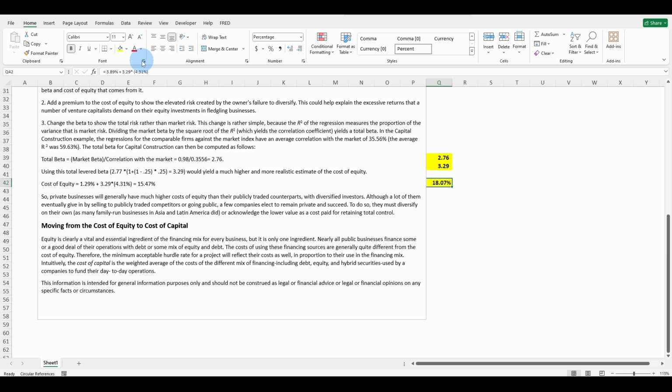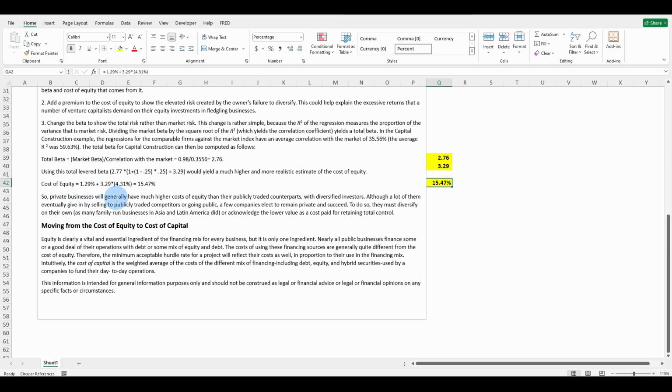I detailed at length how a lender is going to evaluate capital construction. Capital construction needs to do their own evaluation. They need a certain rate of return in order to continue growing their business. They need to make 18.07% on their equity in order to grow. I'm going to change this back for simplicity. This is their hurdle rate. This is their cost of equity.